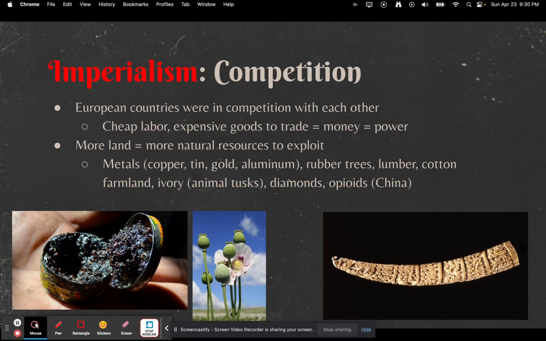You've got to remember that countries in Europe are not that big. They're maybe a little bit bigger than the size of Wisconsin or Minnesota. That means they have really limited natural resources. So they want metals: copper, tin, gold, aluminum. They want rubber trees, which rubber comes from. Lumber, cotton, farmland, ivory, which is animal tusks, diamonds, and then opioids, which you'll learn more about in lesson 7.